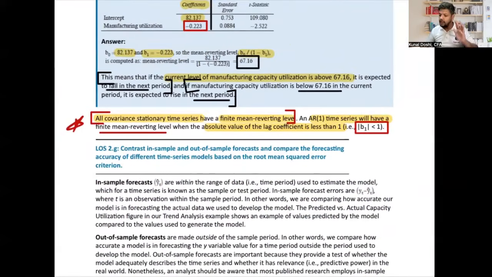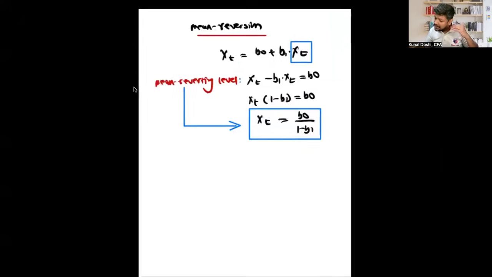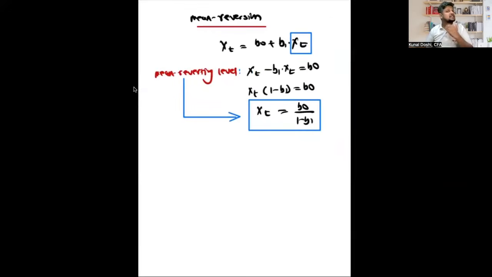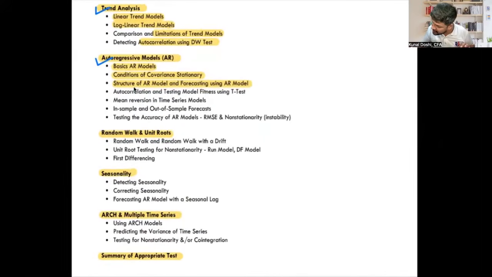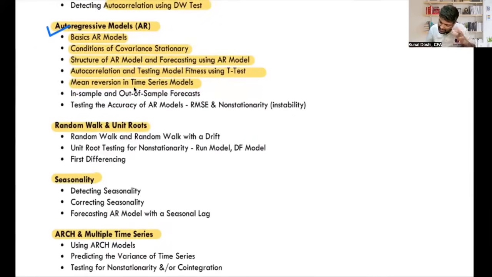Okay. Clear? This is what we concluded about the mean reverting level or mean reversion. This is very evident, especially when you are forecasting something like PE ratios and all, right? So this is where we completed the testing of the model using the t-test, and we just did mean reversion in time series. Now we are going to discuss what is in sample and out of sample forecast.